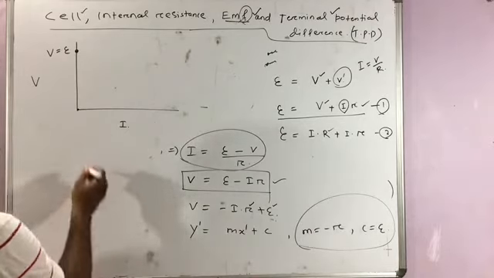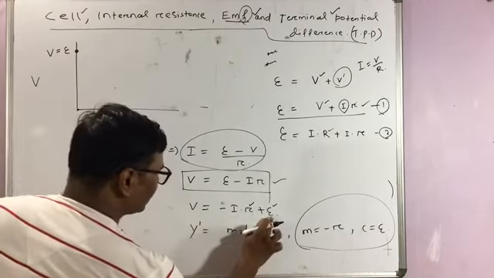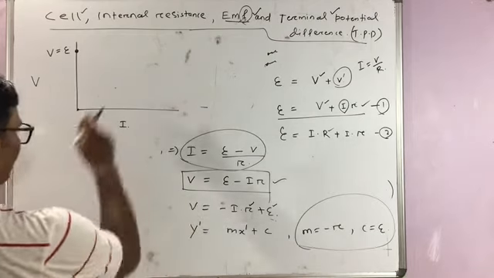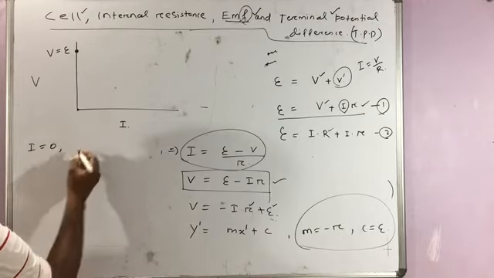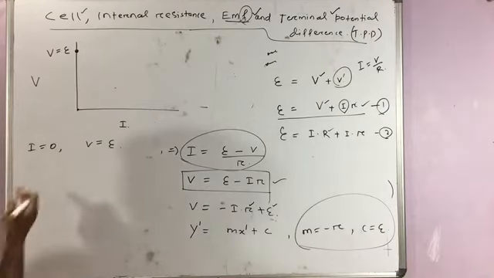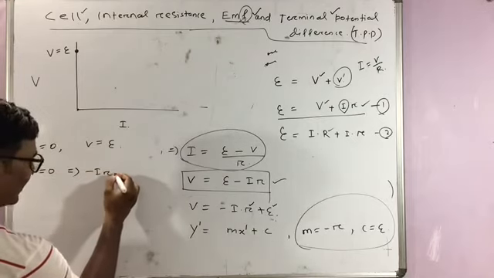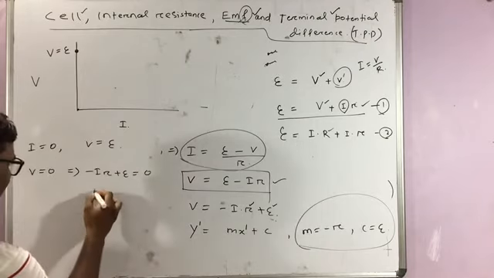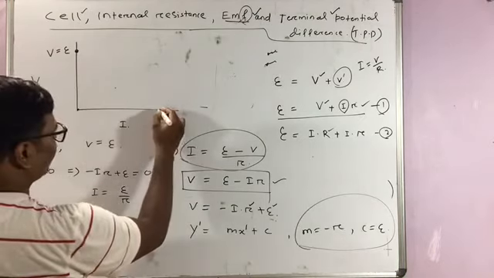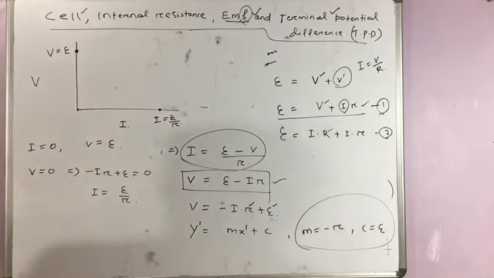So the graph looks like this. And see one thing, when V is equal to 0, E minus IR will be 0. To plot this graph, when I is equal to 0, V is equal to E, which is one point. And to plot the graph, let us find the other point. When V is equal to 0, which implies minus IR plus E is equal to 0, in that case I is equal to E by R. So let us take a point on the I axis, where the value of I will be EMF by R.